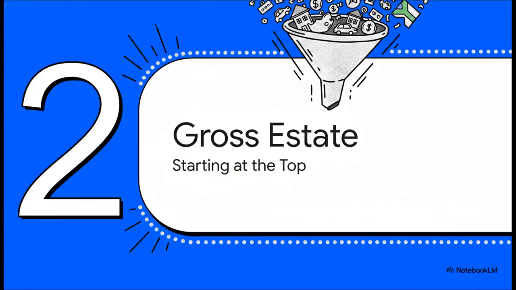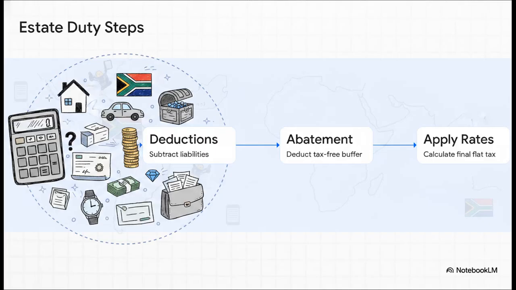Moving on to Step 1, the gross estate. This is where we start at the top of the funnel. So, what's Step 1 on the executor's checklist? It's calculating the gross estate. This encompasses absolutely everything owned at the exact date of death. We haven't subtracted a single cent yet. Right now, we're just gathering the total universe of the deceased person's wealth.